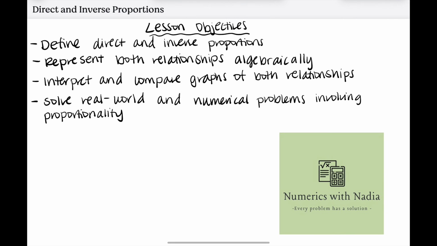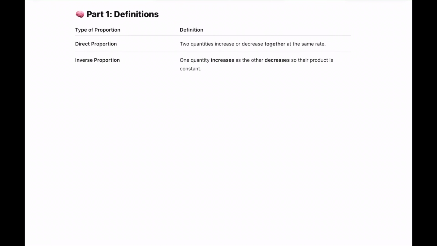By the end of this lesson, you should be able to define direct and inverse proportions, represent both relationships algebraically, interpret and compare graphs of both relationships, and then solve some real-world and numerical problems involving proportionality. Now that we've gone through our lesson objectives, let's get into part one of our lesson. We are first going to start off with our definitions.